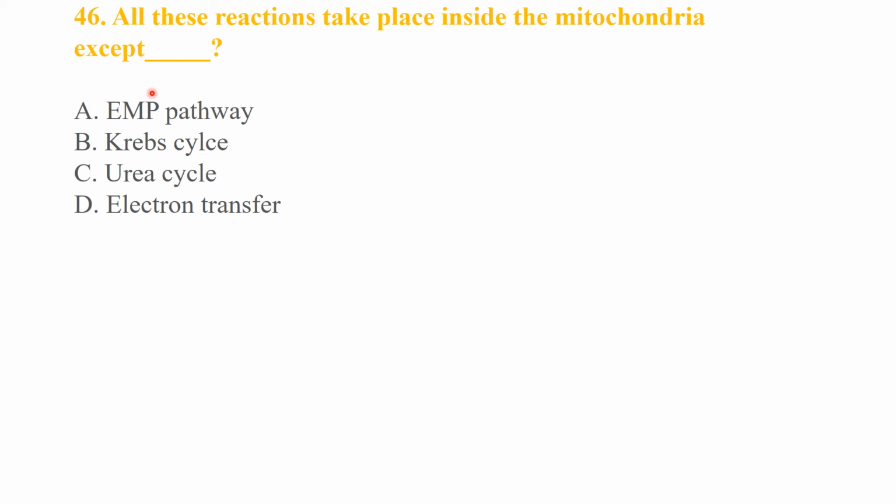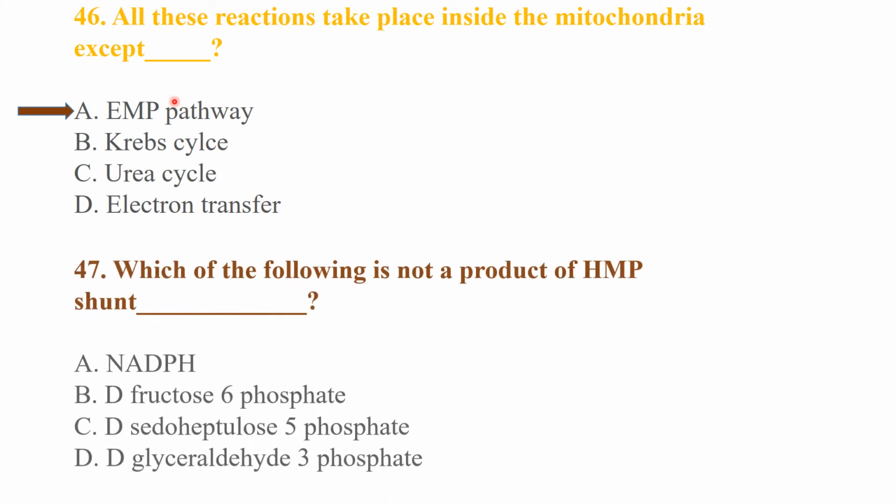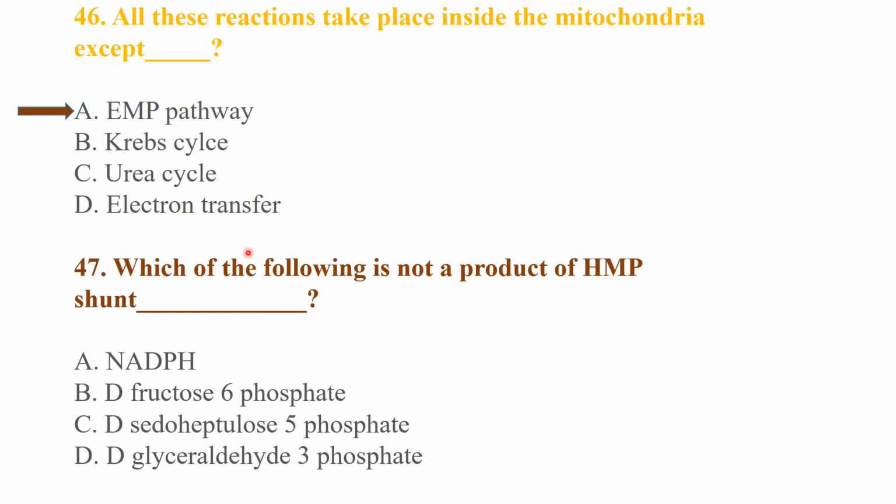Krebs cycle, urea cycle, electron transport, EMP pathway. That's also called glycolysis. Which of the following is not a product of the HMP shunt? D-pseudoheptulose 5-phosphate is not the product of the HMP, hexose monophosphate shunt.